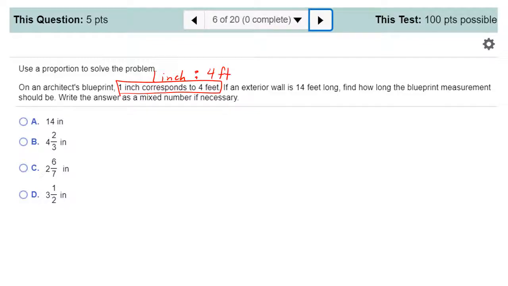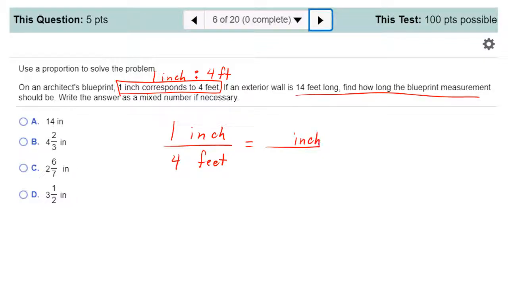We could actually write it as a fraction, 1 inch over 4 feet, because that is a correspondence that is true according to this blueprint. Then we are told that an exterior wall is 14 feet long, so how long would the blueprint measurement be? So we will set this equal to another fraction, but the other fraction has to also have inches over feet, if that's how I set up the first fraction. Now, if it had been feet over inches, I would do feet over inches.